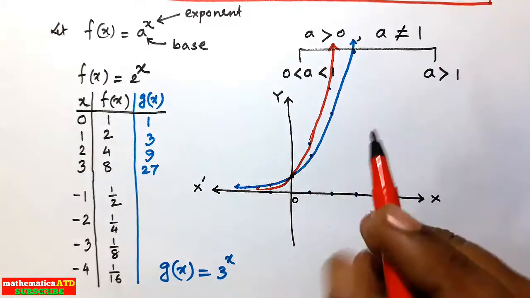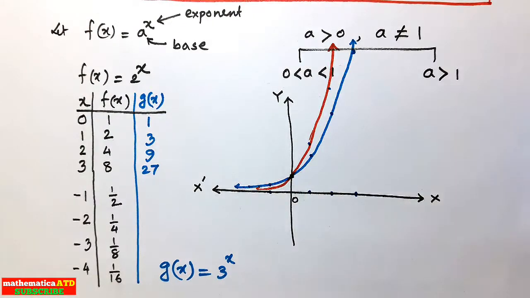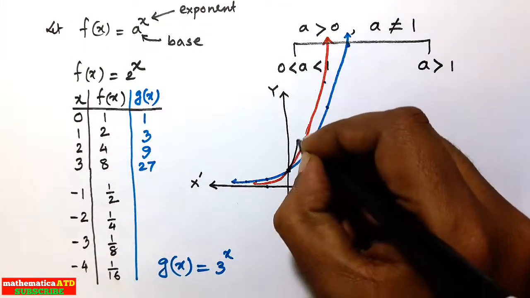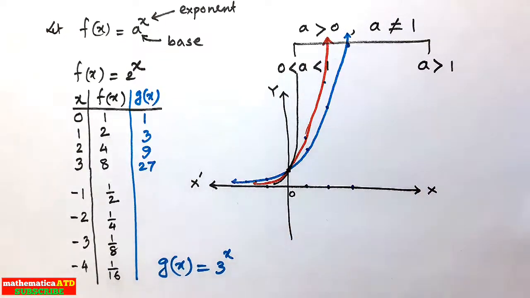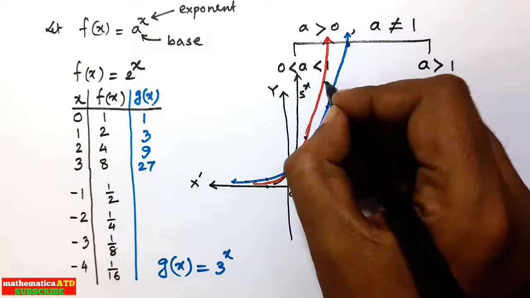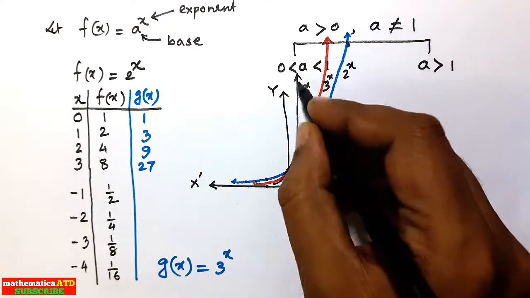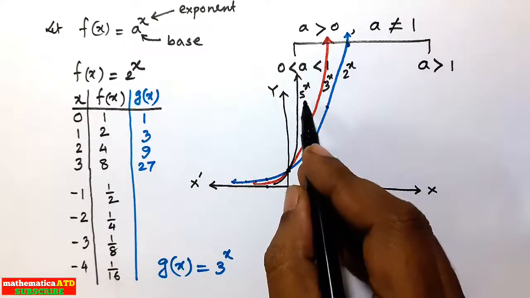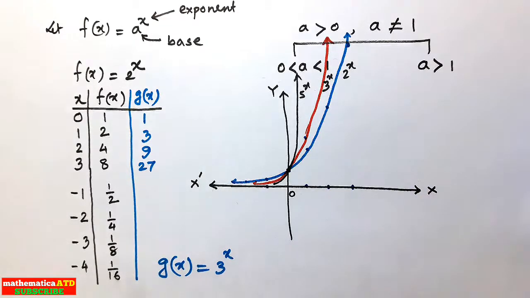If we again take say a equal to 5, another value of a, then you will see that the curve will look like this one and like this. So we see that this is 5 to the power x, this one is 3 to the power x, and this was 2 to the power x. This 5 to the power x is closer to the y-axis. So when we increase the base, the curve will be closer to the y-axis.